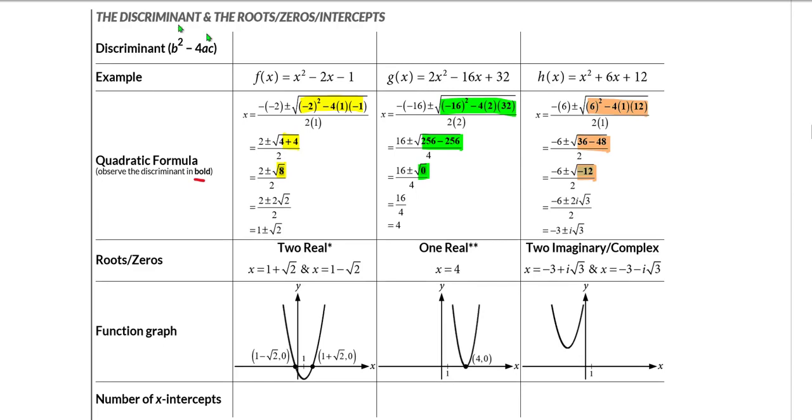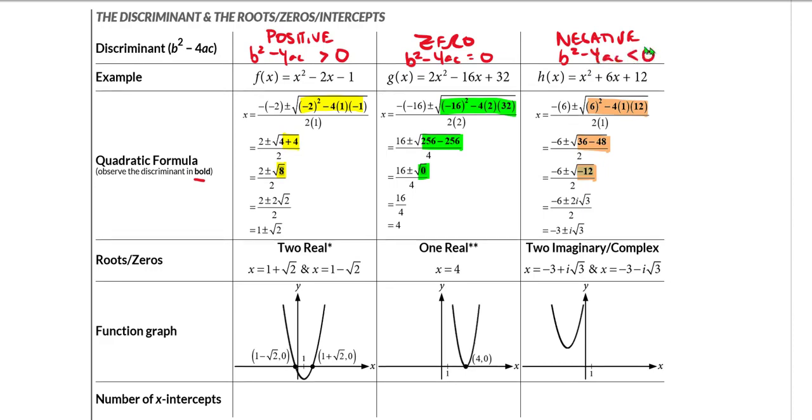So across the top of this table, I would like to write down positive discriminant, so b squared minus 4ac is greater than 0. A negative discriminant. No, that's not negative. Don't write that. I apologize, that's my fault. This is a 0 discriminant, so that's b squared minus 4ac equals 0. And over here on the right, we have a negative discriminant. That's b squared minus 4ac is less than 0.